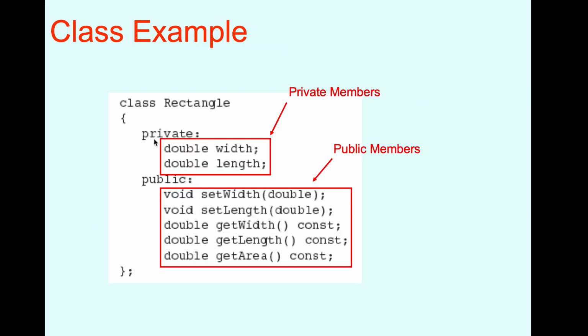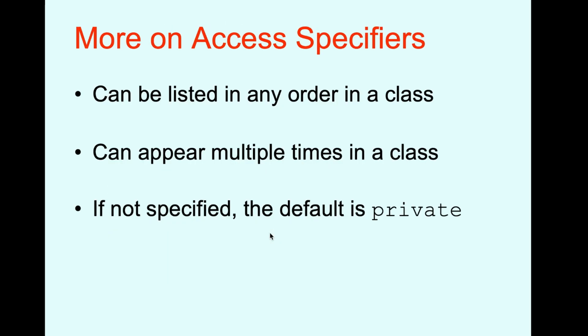So you see the properties are in the private area here and the functions are in the public area. This is the public interface which will be called from the main program. We will see a real example later on.